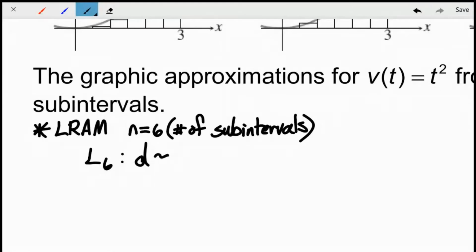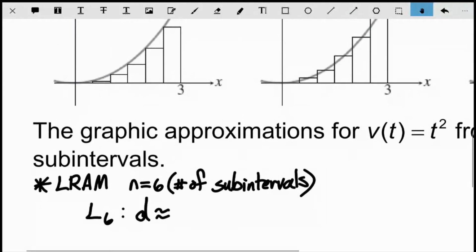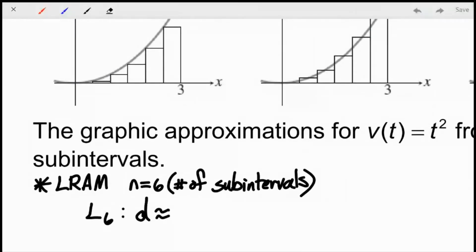The way I'm going to approximate that distance is by doing base times height for each one of these rectangles. So for the first rectangle, if I use the left-hand side of this subinterval, I'm looking at this interval right here. The length of my subinterval is 1/2, so that's the base of my rectangle, and the height is whatever the function value is on the left side of that subinterval. Remember, this was velocity is t squared. At time 0, I'm going to have a function value of 0 because it would be 0 squared.